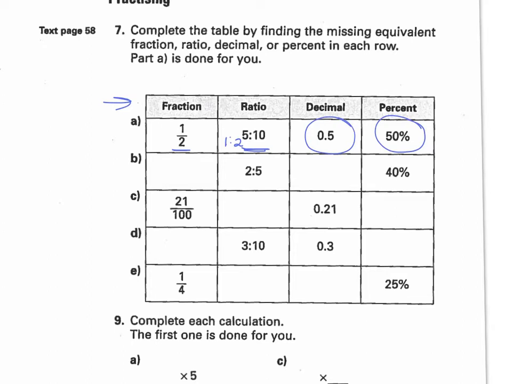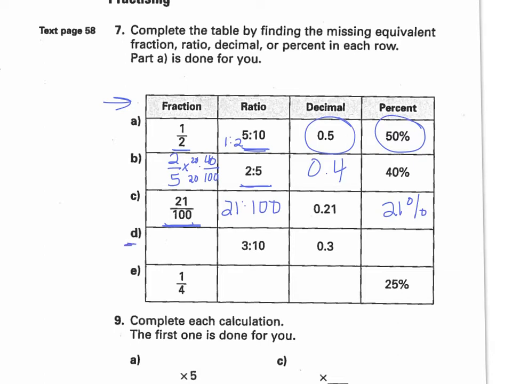My next ratio is 2 to 5. I can write that as a fraction, 2 over 5. It gives me 40%. We know that because I have to multiply by 20 to make it out of 100, which we did in the previous question. And as a decimal, that is 0.4. I now have a fraction out of 100, 21 out of 100. My ratio will look like this. This is my decimal. There is my percent.